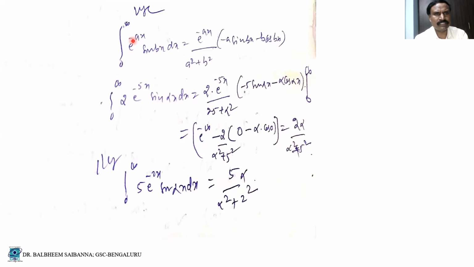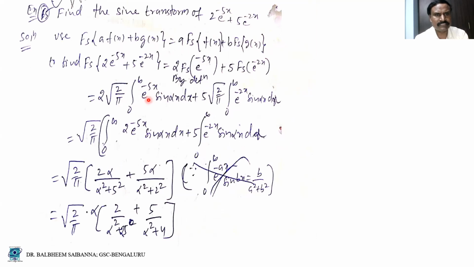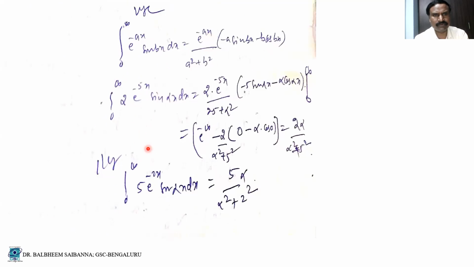Integral 0 to infinity of e to the power of minus ax sin bx dx, the formula is e to the power of minus ax times minus a sin bx minus b cos bx, divided by a square plus b square. This is the first integral, and its value we find here. Integral 0 to infinity 2 times e to the power of minus 5x sin alpha x dx, the 2 is as it is. Then using this formula and comparing, wherever a is there 5 is there, wherever b is there alpha is there.